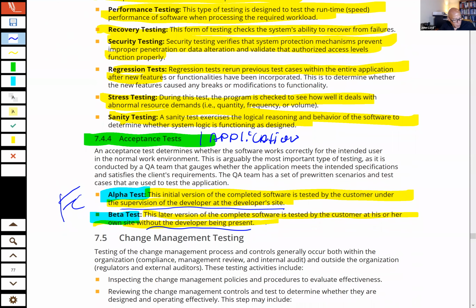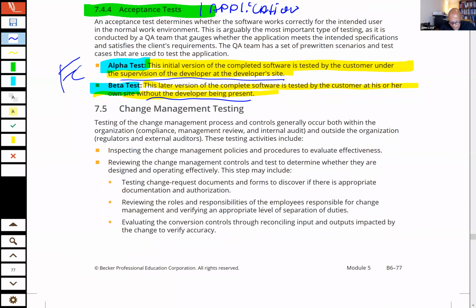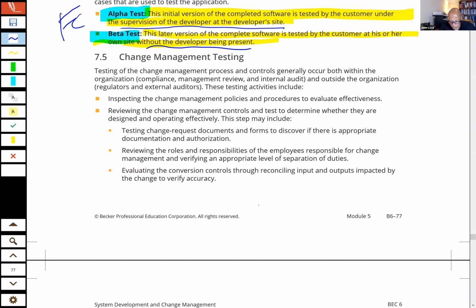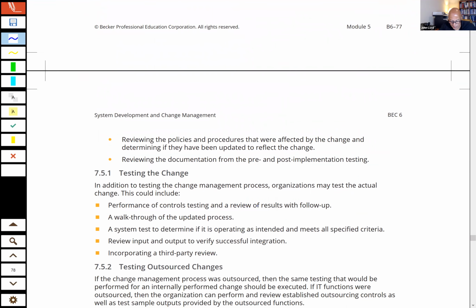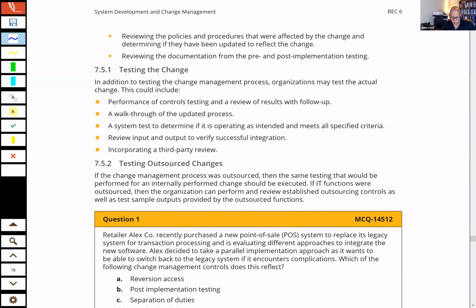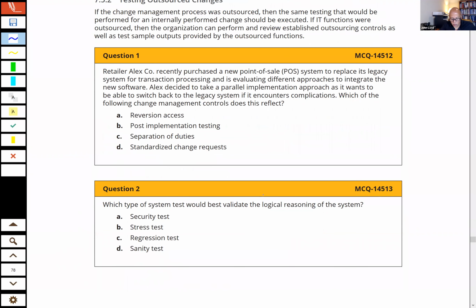Okay, good. I think that's enough. I think we've already talked about change management. We've talked about testing, and I don't see that there's any kind of new information about testing that's provided there than what we've already talked about. So let's just come over and let's take a look at a couple multiple choice questions.